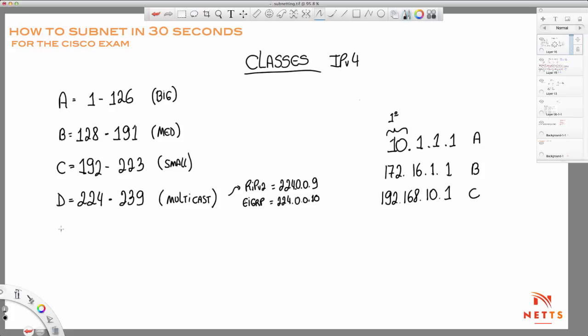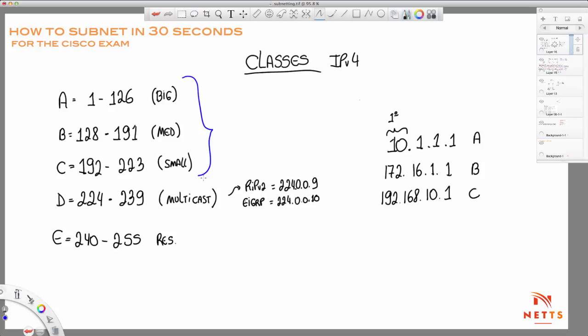The last class in here is the class E address. The class E address starts on 240 and goes up to 255. This class is reserved for research. Normally the research institutions use the class E addresses. But the most common ones that we use every single day are these three in here, especially the private IP addresses, which are the IP addresses that we can use inside of our company.